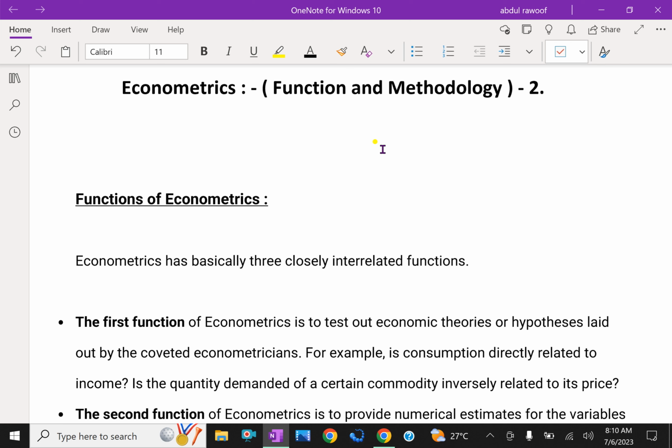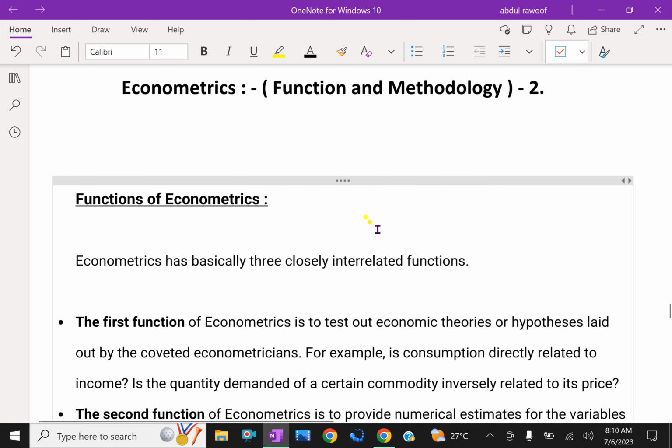For example, a manager needs to know if a price reduction increases or reduces the total sales revenue of the firm, and if so, by how much. The third function of econometrics is the forecasting of events. This too is necessary in order for policymakers to take appropriate corrective action if the rate of unemployment or inflation is predicted to rise in the future.